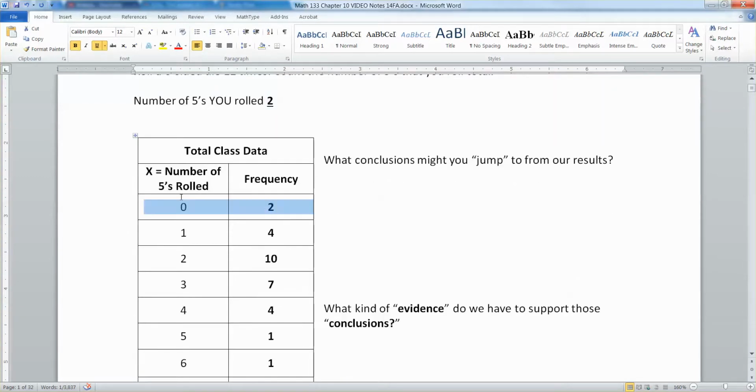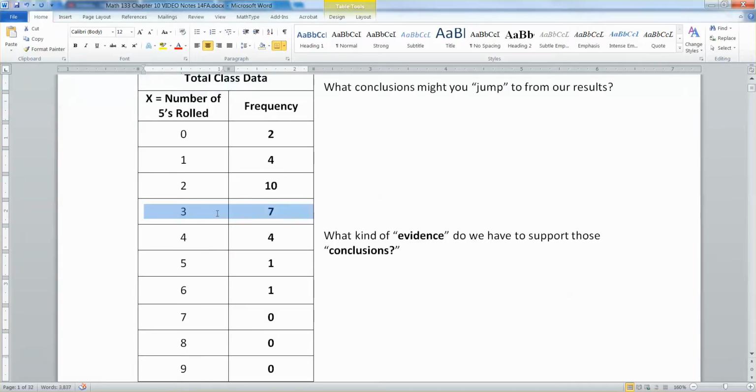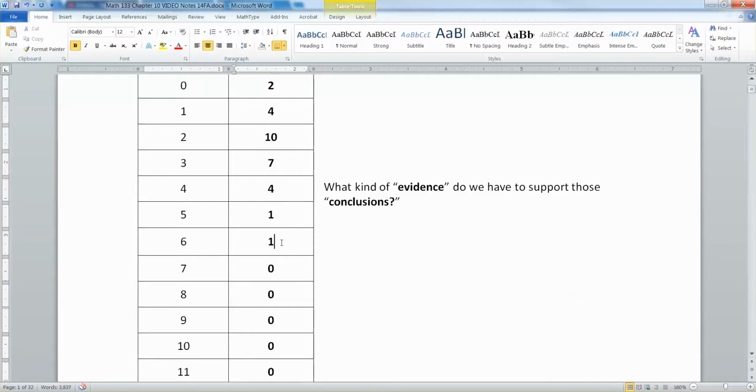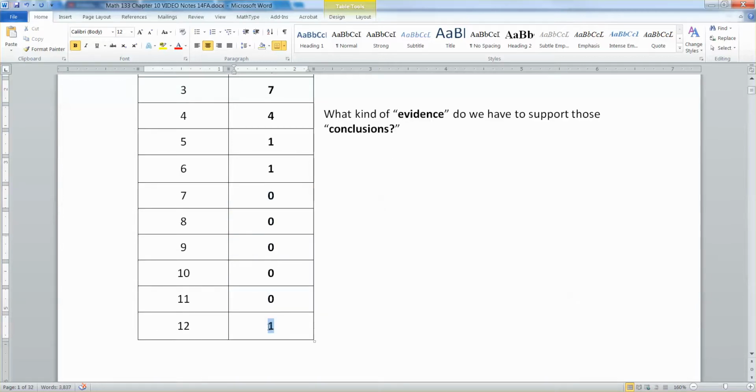So I had 2 students that had no 5s. I have 4 students that had 1 5. I have 10 students that had 2 5s and so on. Right, 7 students had 3, 4 students had 4. This is actually the compilation of 2 classes worth of students, but bear with me here. 1 student with 5, 1 student with 6. Scrolling down. Nobody had 7, nobody had 8, nobody rolled 9 5s, 10 5s. And then 1 student right down here rolled 12 5s.